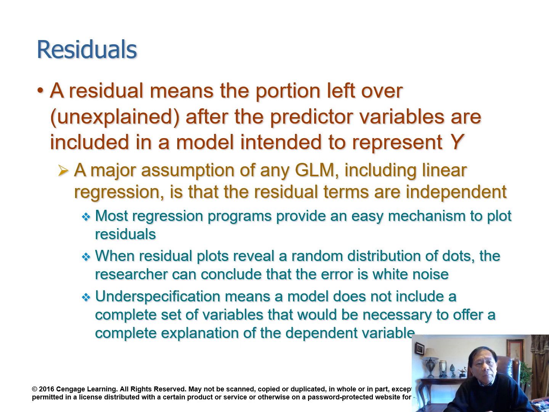Underspecification means a model does not include a complete set of variables that would be necessary to offer a complete explanation of the dependent variable. You didn't have a perfect model.